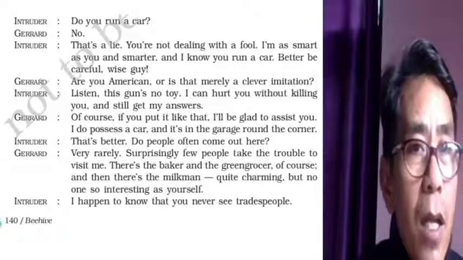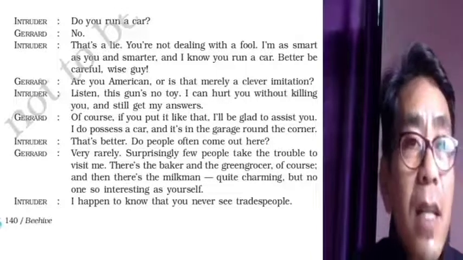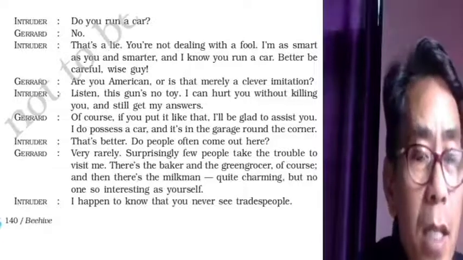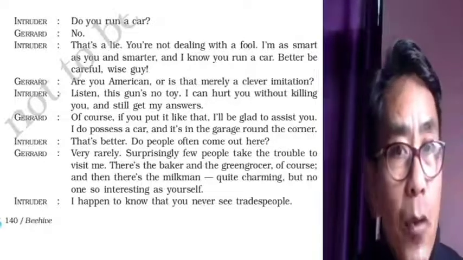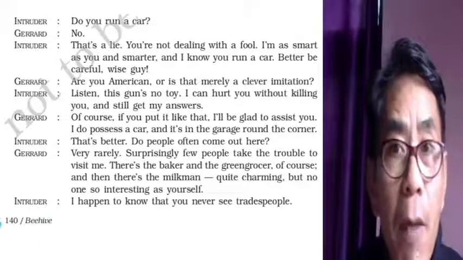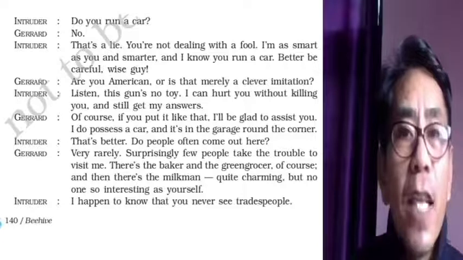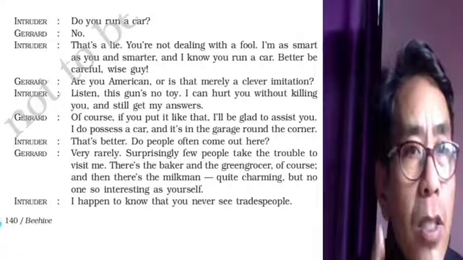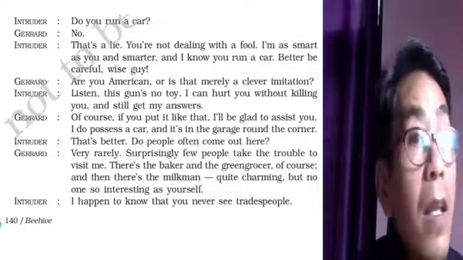And the intruder had already studied, he had already learned so many things about Gerard. That's why he came to his cottage, isn't it? And he said that you are telling a lie. So you're not dealing with a fool. I'm not a fool. I'm very smart. I know everything. So I know you have got a car. So the intruder told him to be very careful.